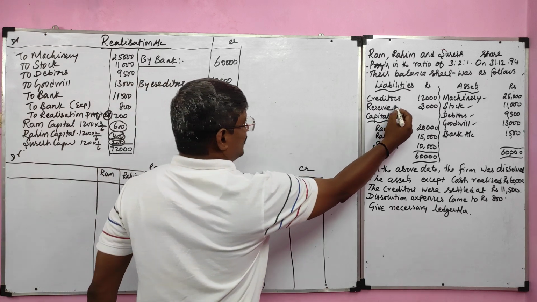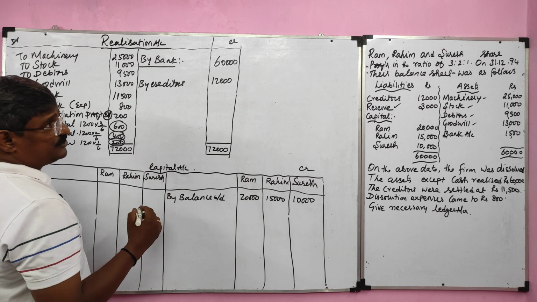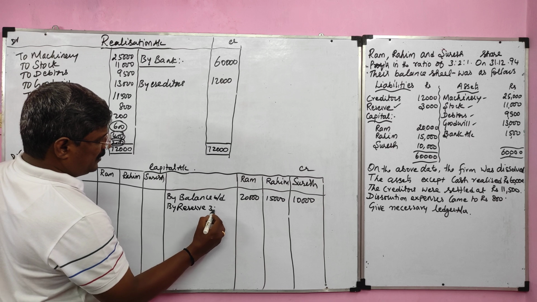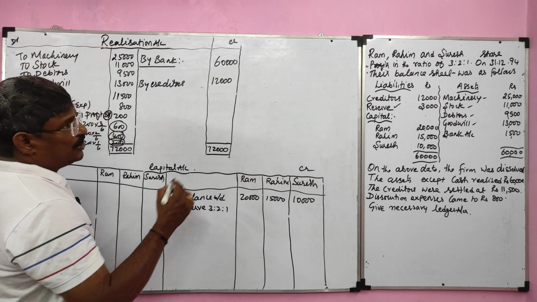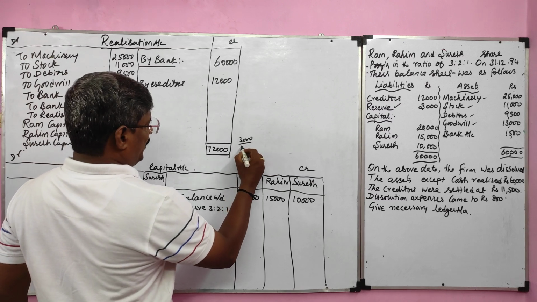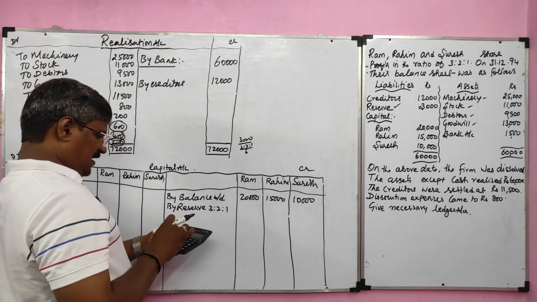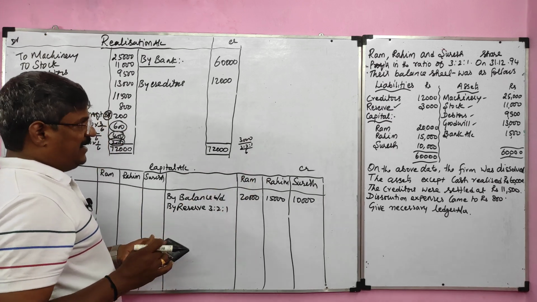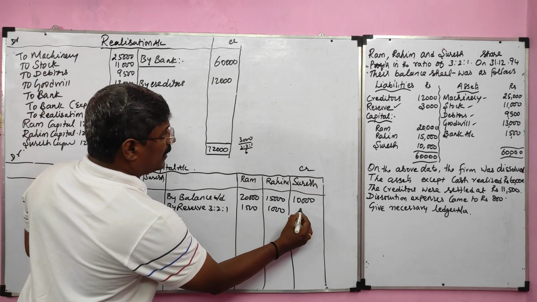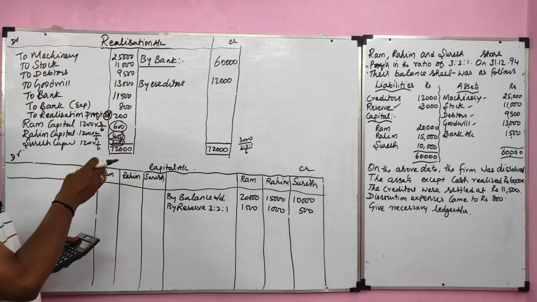Then we should transfer the general reserve to the credit side of the capital account. It should be divided in the ratio of 3:2:1. So the total reserve is 3,000. 3,000 divided by 6 is 500. 500 into 3 is 1,500, then 1,000 and 500. So first I transferred capital to the capital account, then I transferred the reserve to the capital account.